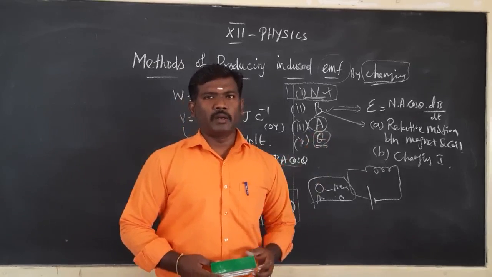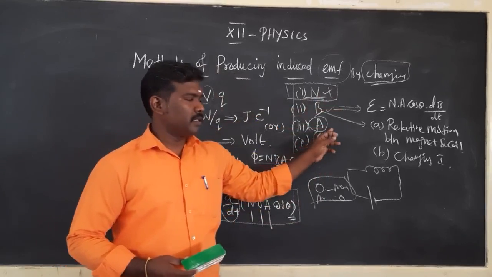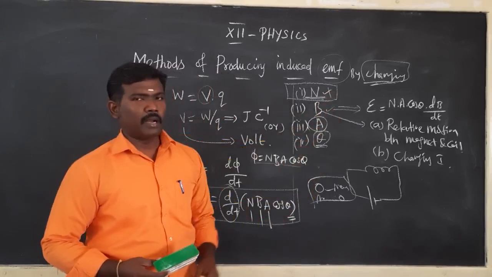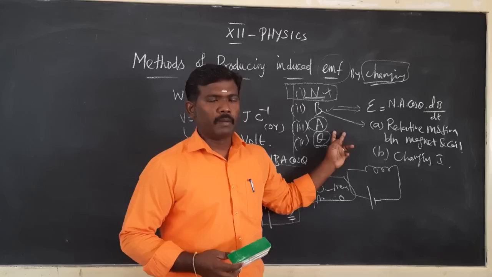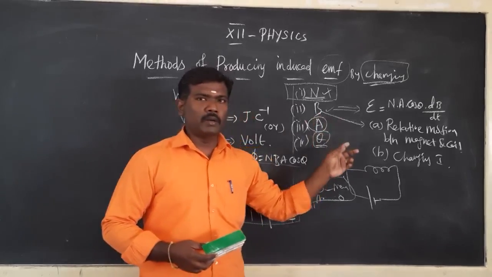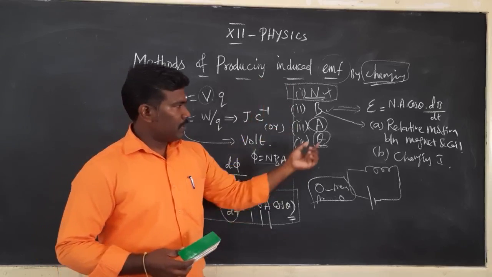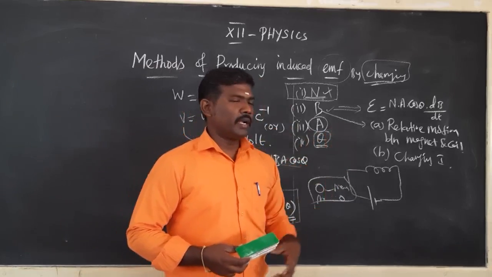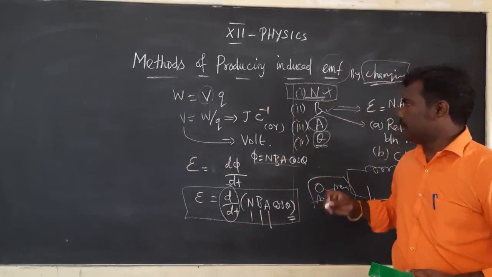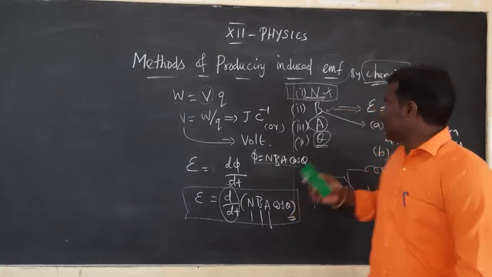Next, by changing the area enclosed by the coil. We discussed the first 2 points, which are related to the 1 mark question, and the third point is related to one important 3 mark question. By changing the area enclosed by the coil, not the area of the coil, we can produce the induced EMF in the given circuit. Next we are going to derive the equation for producing induced EMF in the circuit by changing the area enclosed by the coil. Let's see the derivation part.